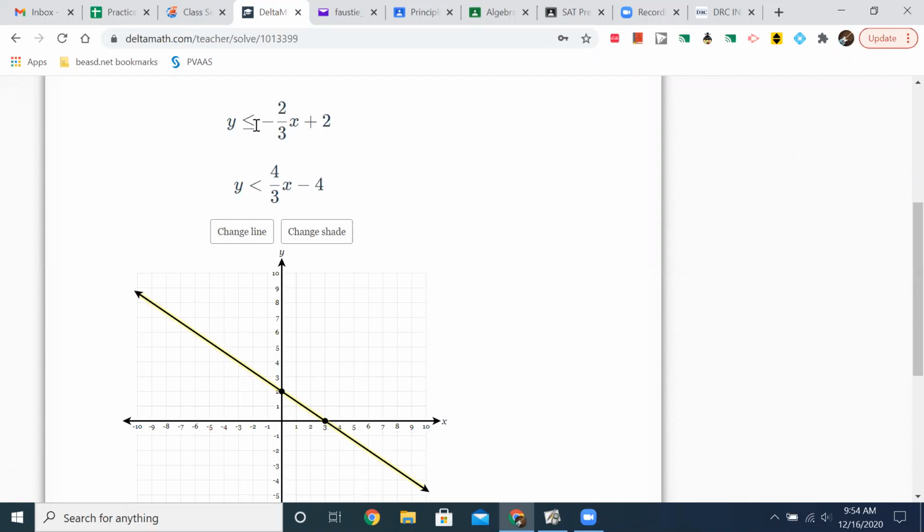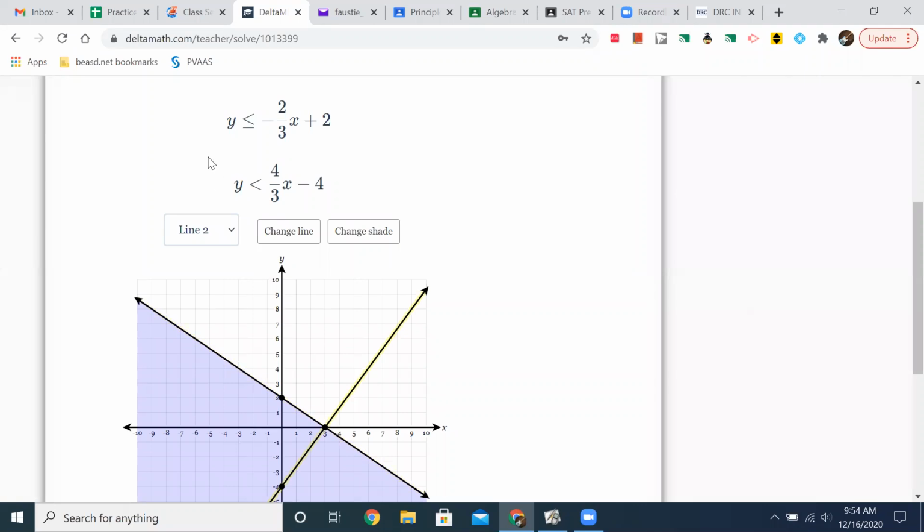And my symbol is less than, so I want this to be shaded below, which in this case would be down here. For the second line, y-intercept is negative 4, so I go to negative 4 on the y-axis. My slope is 4 over 3. That's a rise of 4 and a run of 3, and I want it to look positive like this because the slope is positive. So that looks good. My line's on its way up.